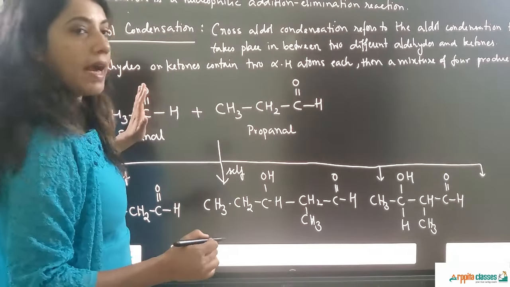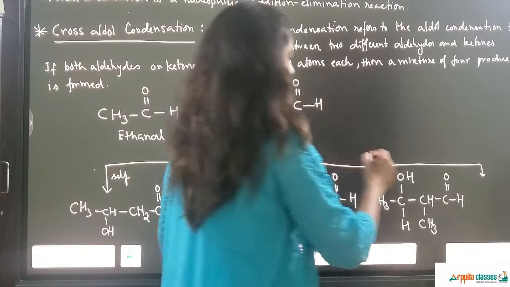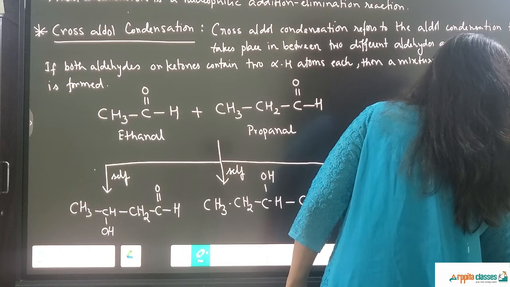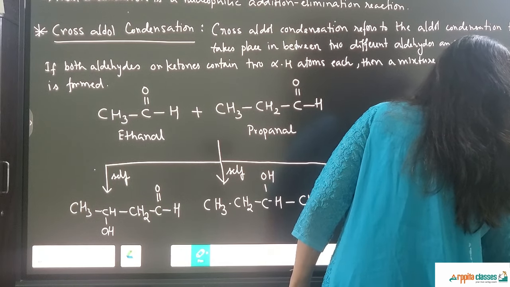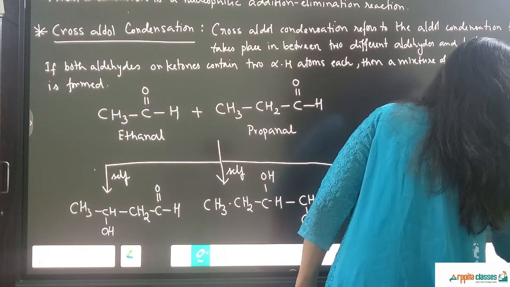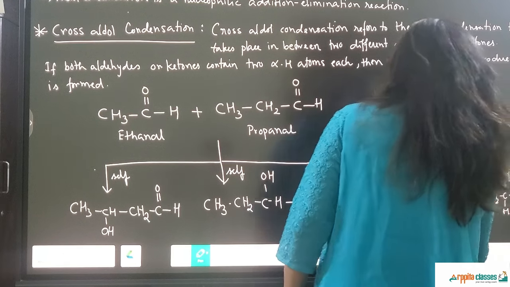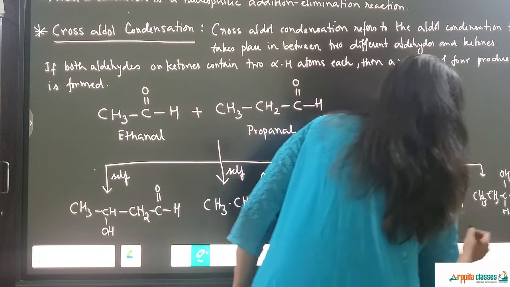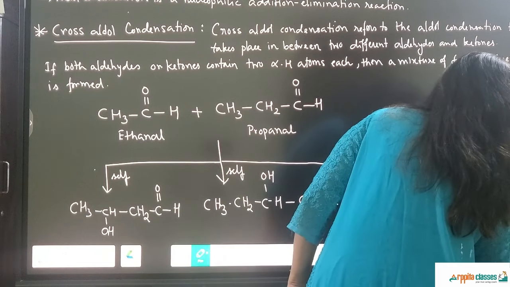this, means this will be acting as a nucleophile. So there it will be CH3CH2CH(OH)CH2CHO. This is the cross product. So this is a cross product, this one, and even this is a cross product.